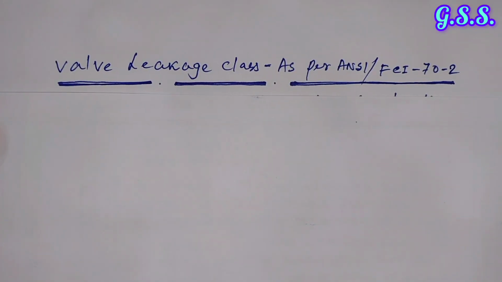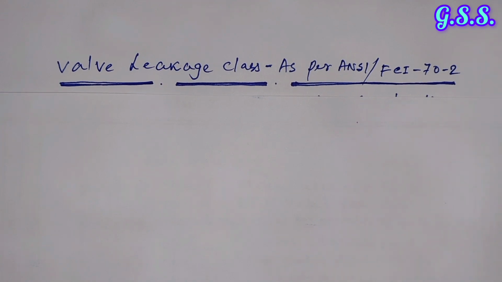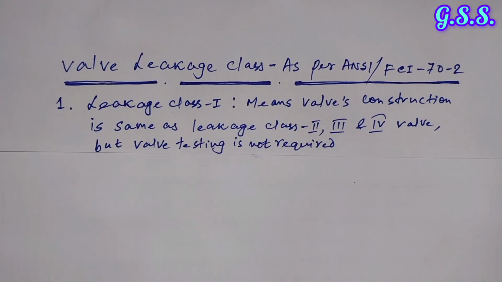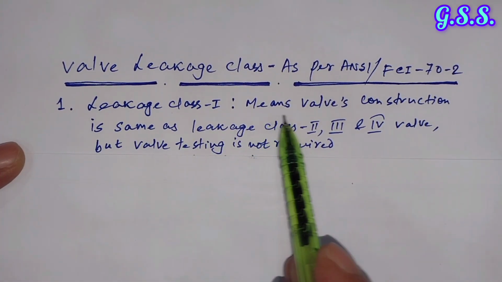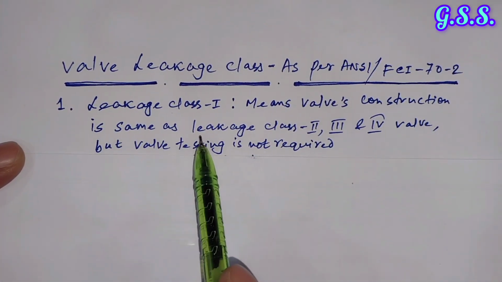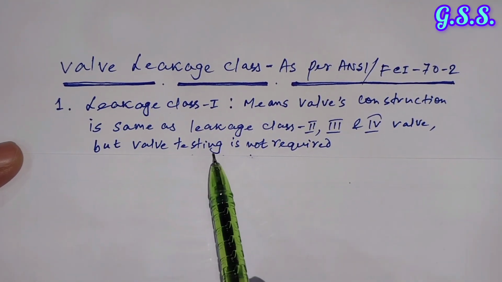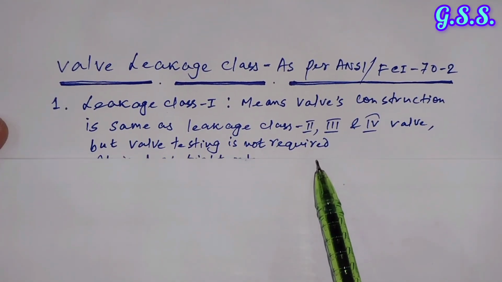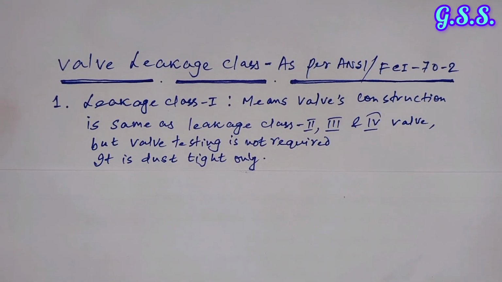As per ANSI FCI 70-2, that means Fluid Controls Institute of America, there are 6 leakage classes for valve. First, leakage class 1 means valve's construction is same as leakage class 2, 3 and 4, but valve testing is not required. It is dust tight only.